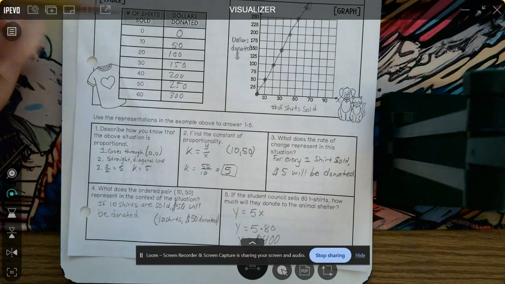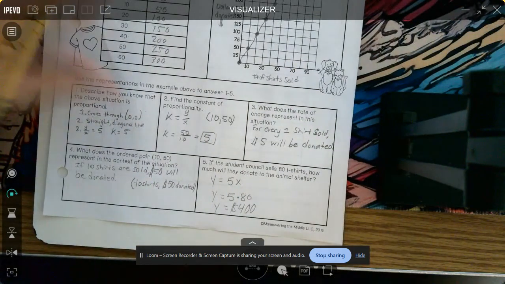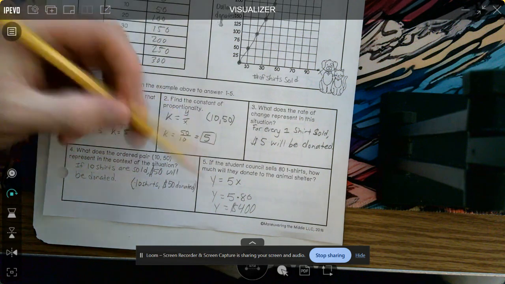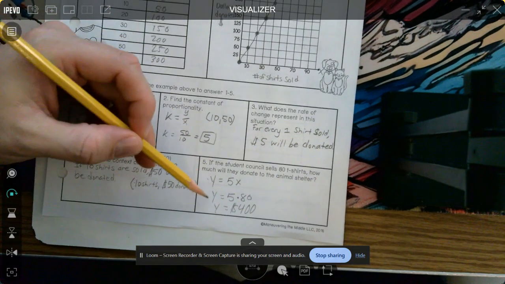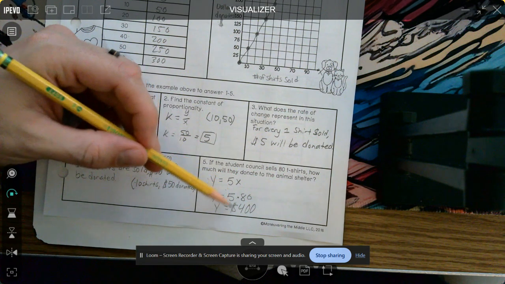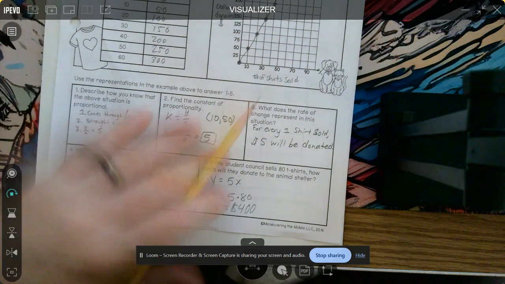Number 5, we can use our equation that we wrote, y equals 5x, to solve for this problem. We need to know my y value. How much money will be donated? So we can multiply 5, the amount of donations for one shirt, times the amount of shirts we have, which is 80, and you get $400. All right, turn your page over.